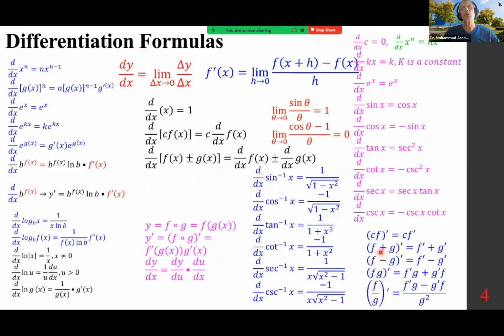And again, we start by reminding everyone of all the differentiation formulas we've seen, from the basics to more interesting ones involving tangent, cotangent, trigonometric functions, inverse trig functions, and so on and so forth.